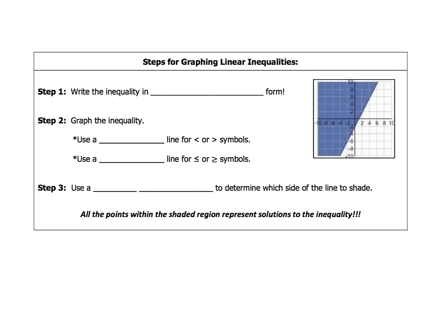Okay, so steps for graphing linear inequalities. We need to write the inequality in y equals mx plus b form. And we know instead of this equal sign, we're going to have some sort of inequality sign. But we are going to continue with the slope-intercept form there. And then you're going to graph the inequality. So this is really important.